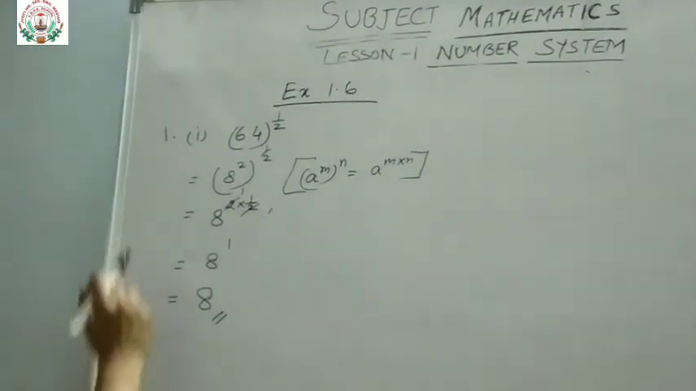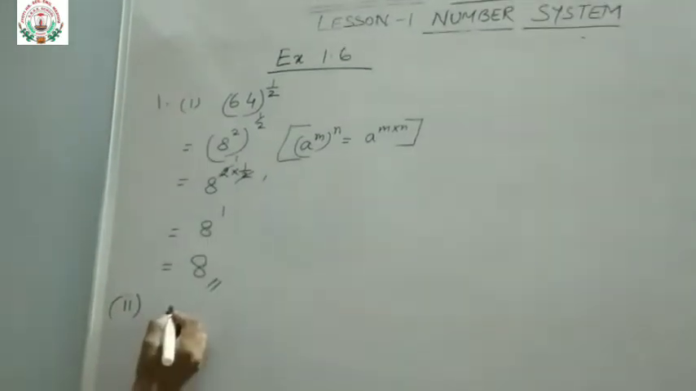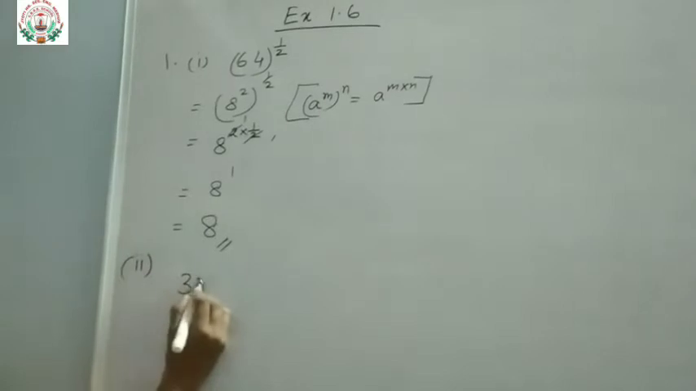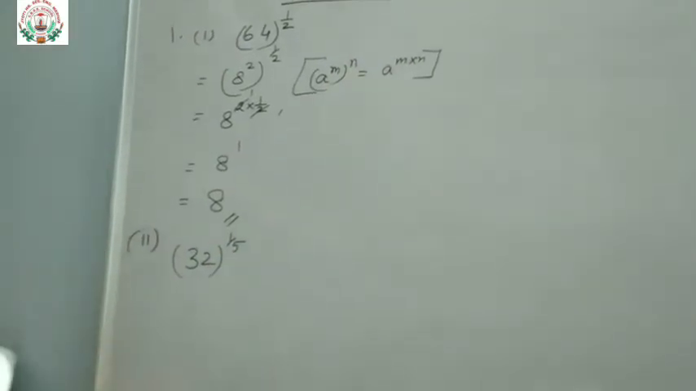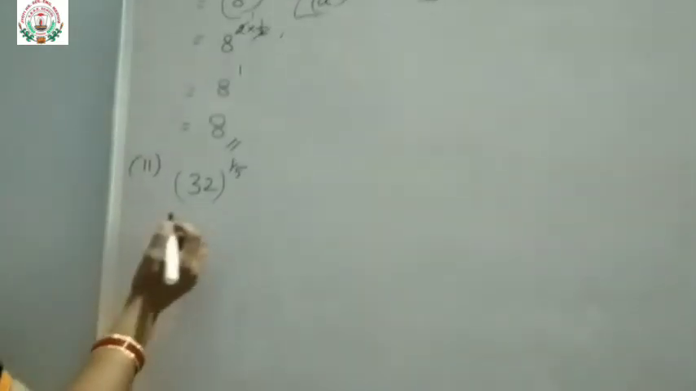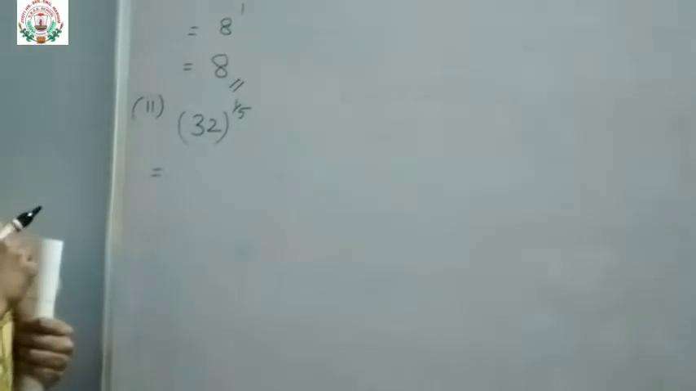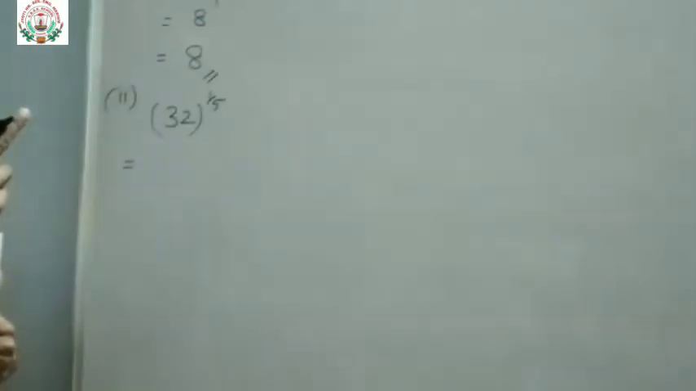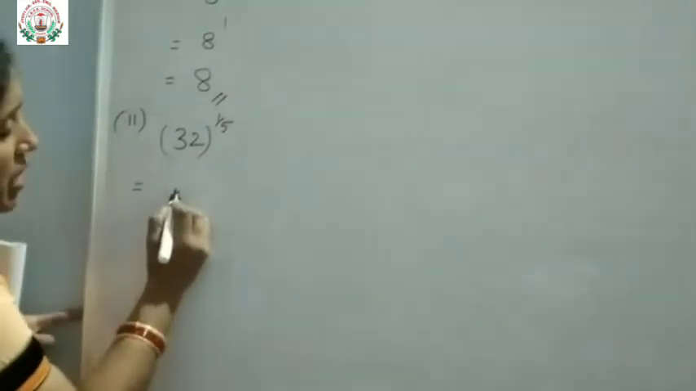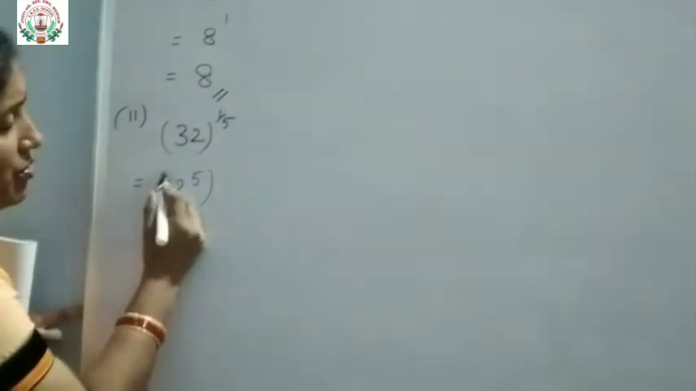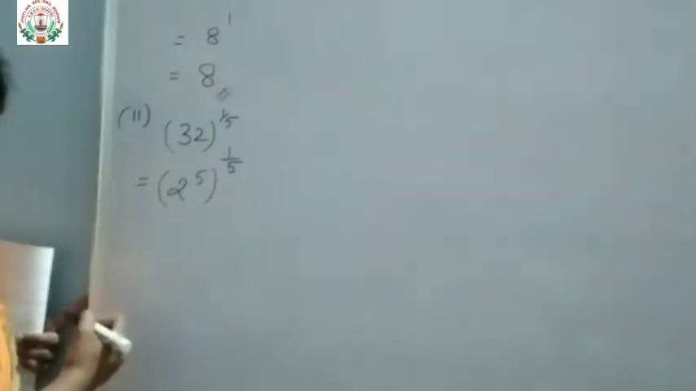Okay, this is your first solution. The second question is 32 to the power 1 upon 5. Now you know that 32 is 2 to the power 5, since 2 is multiplied 5 times to get 32. So I can write 2 to the power 5, whole to the power 1 upon 5.